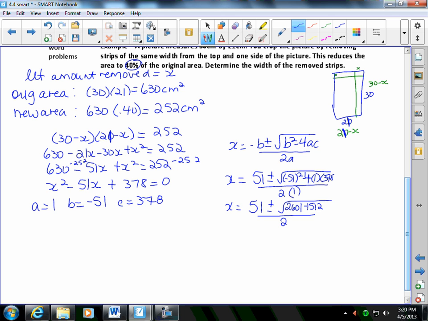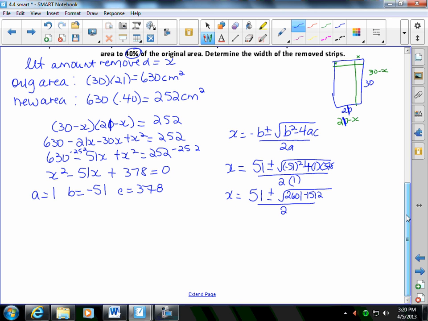So right here you can take a look at that discriminant amount and see if there is going to be a solution. So 2600, just ballpark, minus 1500 is going to be about 1100. So its value, the discriminant, is greater than 0, so I should end up with 2 solutions, and then I go from there. So I know I can continue. So x is equal to 51 plus or minus square root of 1089 all over 2.